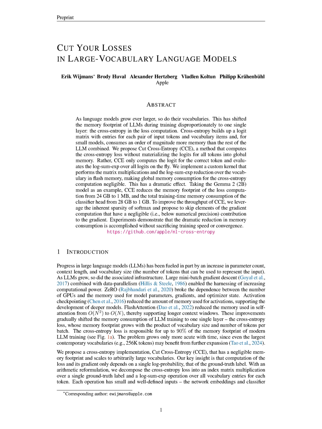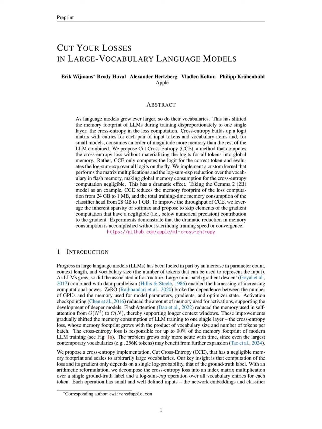Cut Cross-Entropy (CCE) aims to address the significant memory consumption associated with the cross-entropy loss layer in large language model (LLM) training, which can account for up to 90% of the memory footprint. As LLMs utilize larger vocabularies, the memory required for the log probabilities generated by the cross-entropy layer increases dramatically, leading to excessive memory usage, especially in models with large vocabularies like Gemma 2.